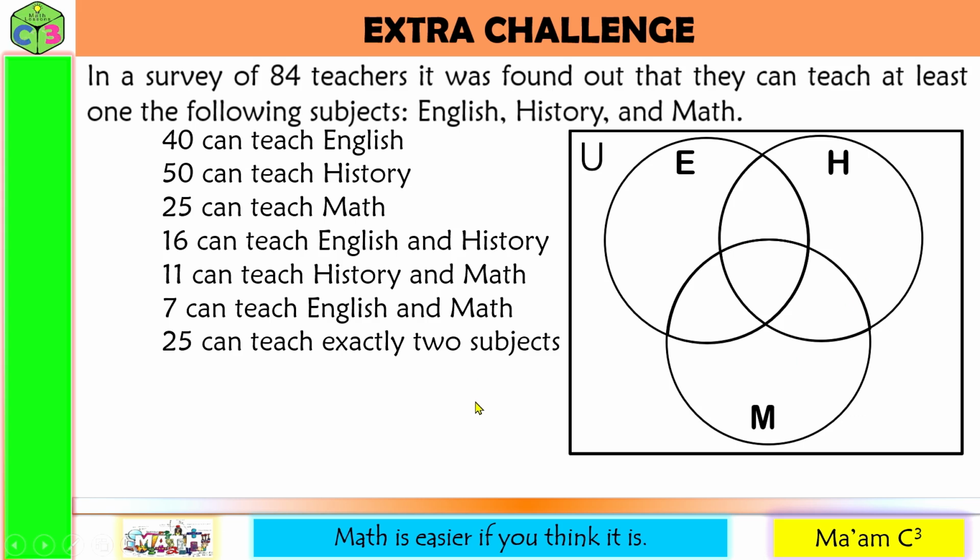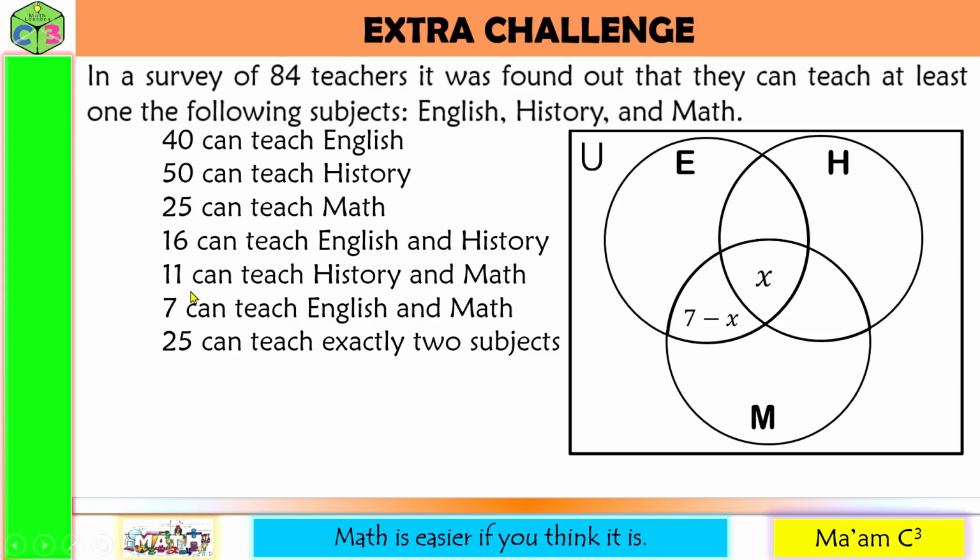Oh, this is a bit tricky because we do not have a number that says the teacher can teach the three subjects. So this portion, the middlemost part, is unknown. So we're going to label this as X. Now, let's go up. 7 can teach English and math. English and math. So this portion here is 7. But this portion is x. So this will be 7 minus x.